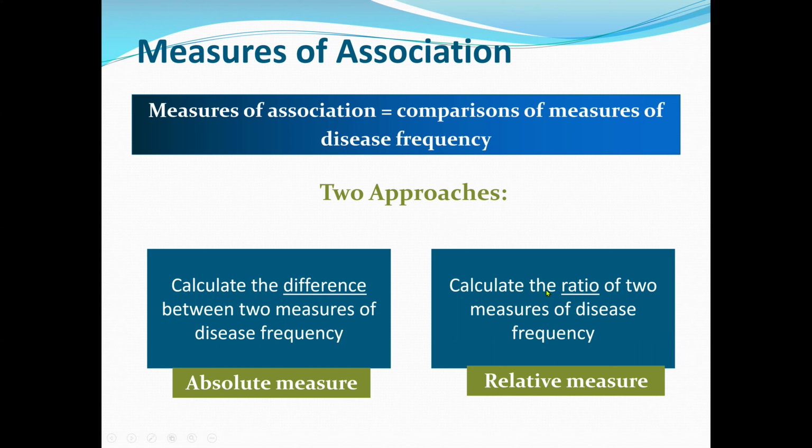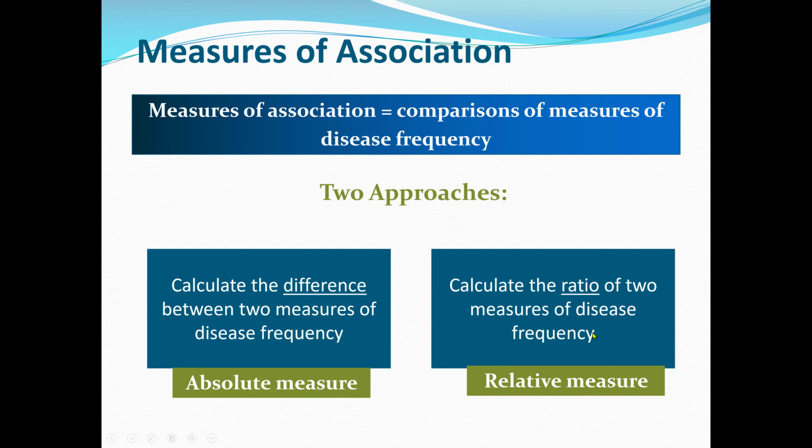Again, we will go through the steps. And the absolute measure is the difference. So we calculate the difference between two measures of disease frequency. Now, if the difference is 0, it means there's no difference between the two measures of disease frequency. They are all the same. Ratios should be 1. If the ratio is 1, that means there's no difference between the two groups or two measures of disease frequency.